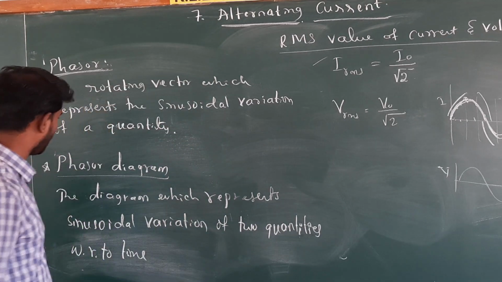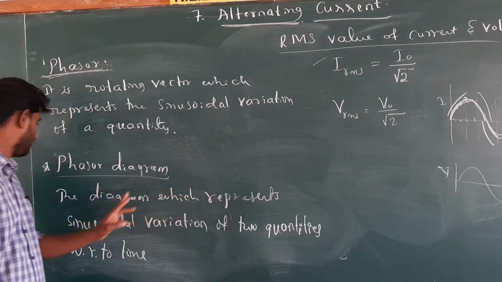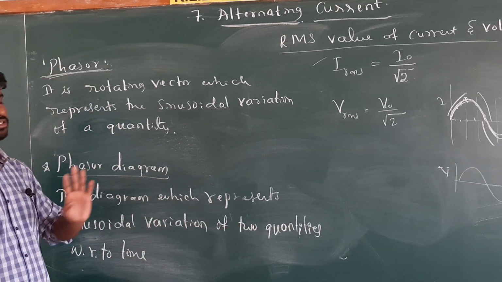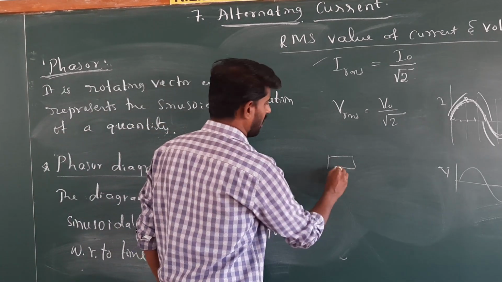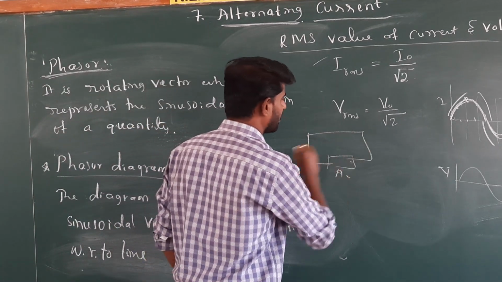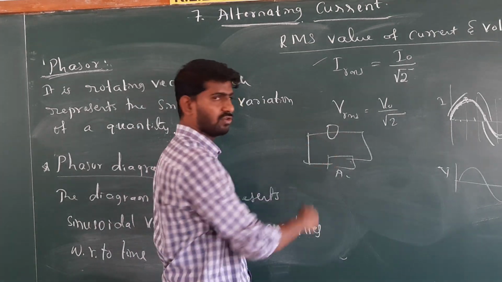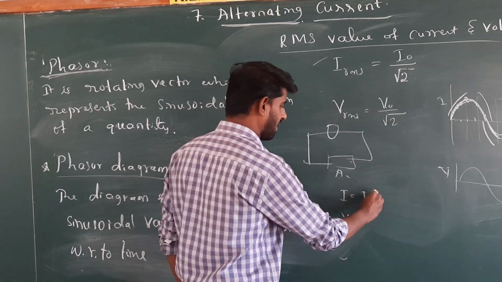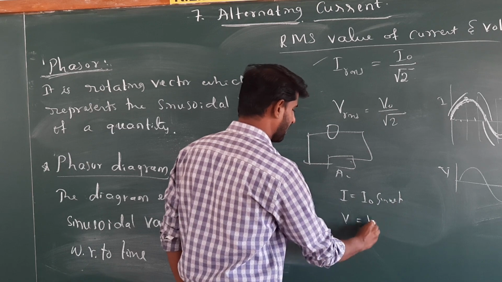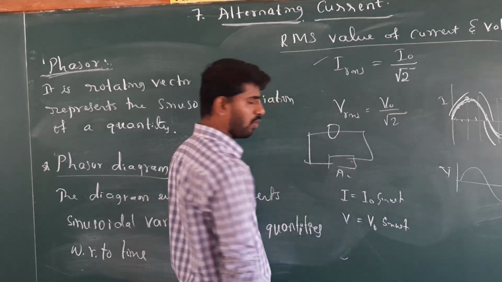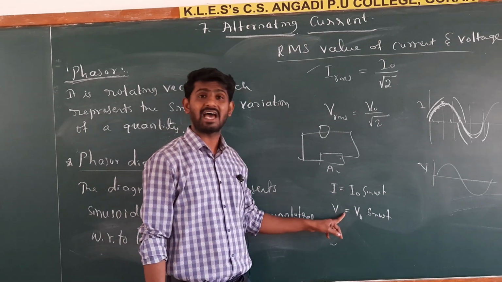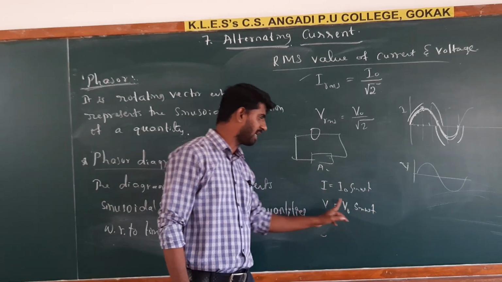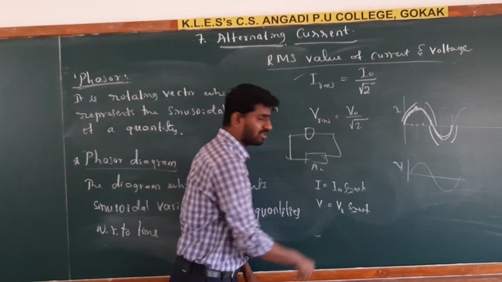Okay, if phasor diagram, then what is it? The diagram which represents the sinusoidal variation of two quantities with respect to the time. Let's see here, for example, there is an AC source and it is connected to a particular circuit. Now if I want to represent the current as well as voltage, I write it as I naught into sin omega t, and V naught into sin omega t. In this circuit both current and voltage are varying sinusoidally with respect to the time. Current changes with time, and at the same time voltage changes with time, and that variation is about the sine function.